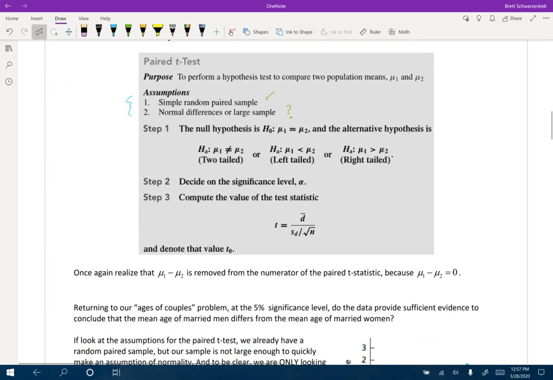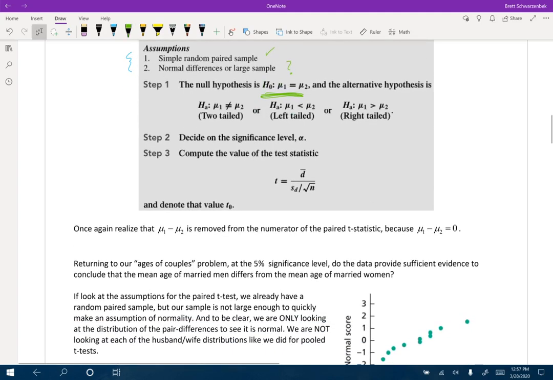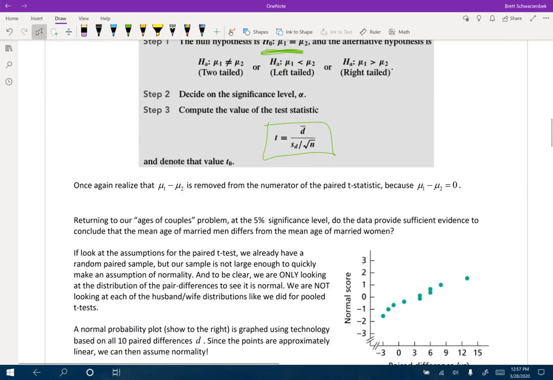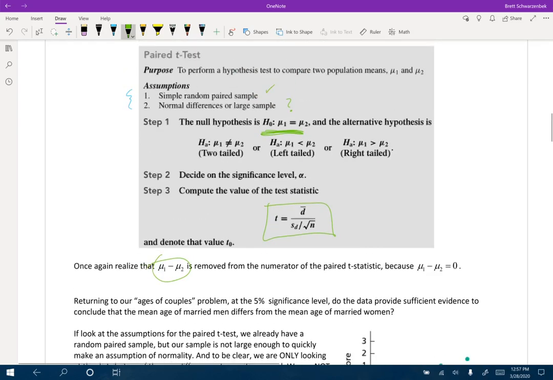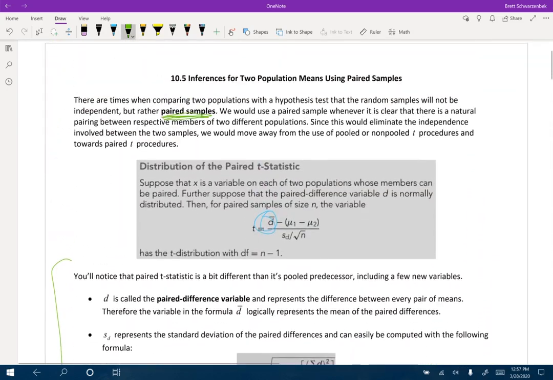The null and alternative hypotheses, fortunately, are going to be the same in terms of independent versus dependent tests. So again, it's always going to be a statement of equality for the null, and then whether it's not equal to, less than, or greater than the alternative. Here's your test statistic that we'll be dealing with. Remember, the μ1 minus μ2 has been removed. It was to the right of the D bar. If we go back up here, it was right here.